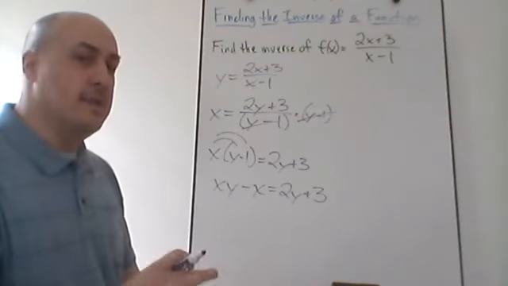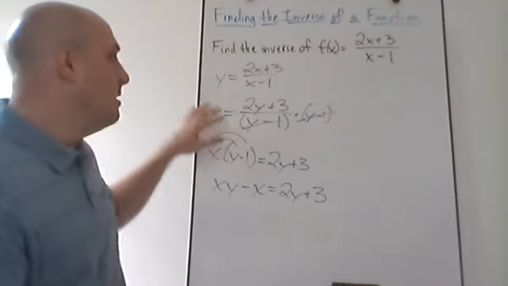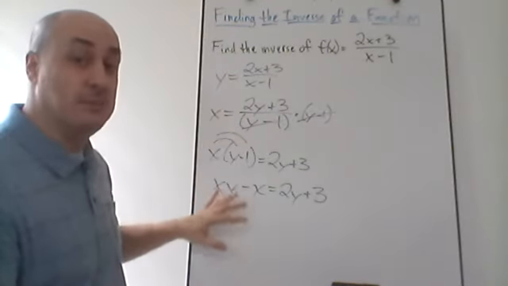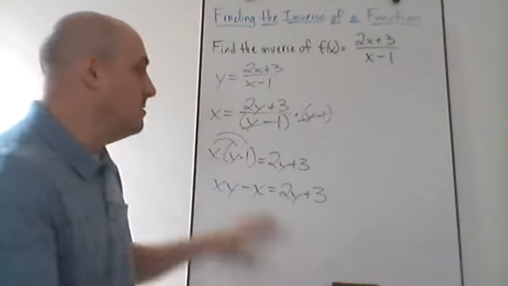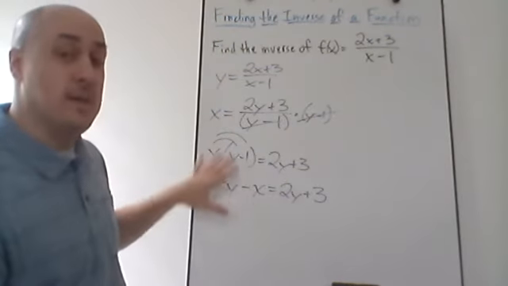And anytime you're finding the inverse of a rational function like this, where you have x's in the numerator and denominator, you're going to follow the same basic algebraic steps to find the inverse. So you can kind of use this one as a pattern. For any function that looks like this, you're following the same basic steps here.